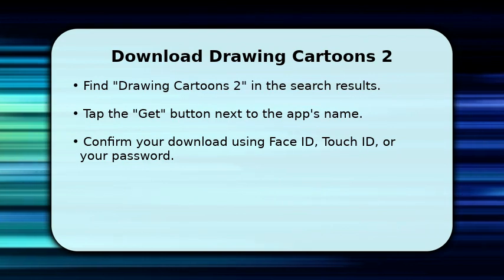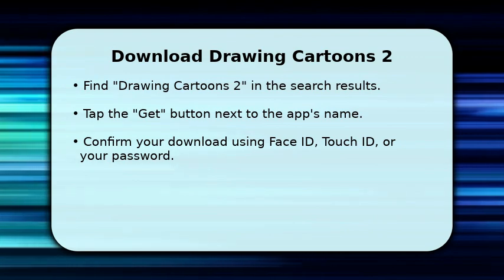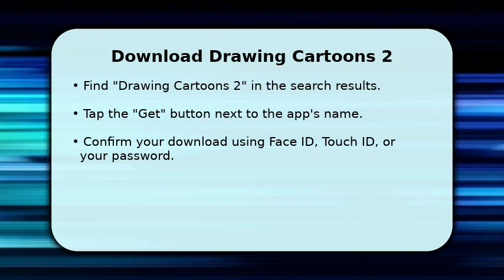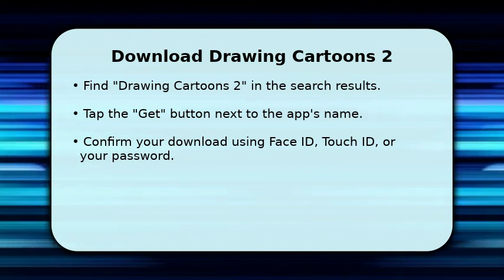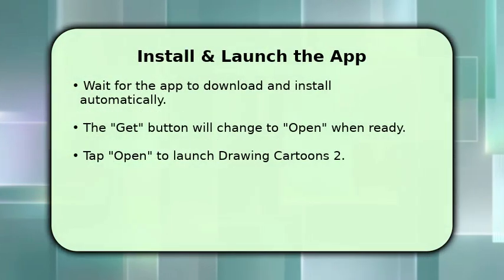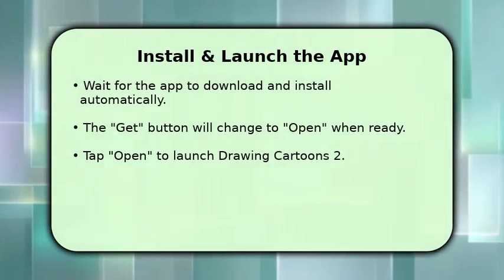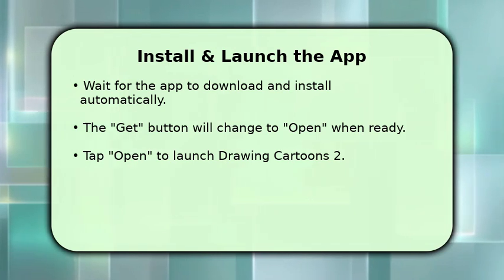To begin the download, simply tap the Get button located right next to the app's title. Your iPhone will then prompt you to confirm the download. You can do this securely using your Face ID, Touch ID, or by entering your Apple ID password, ensuring your account remains protected. Once you've confirmed the download, the app will begin installing itself onto your iPhone.